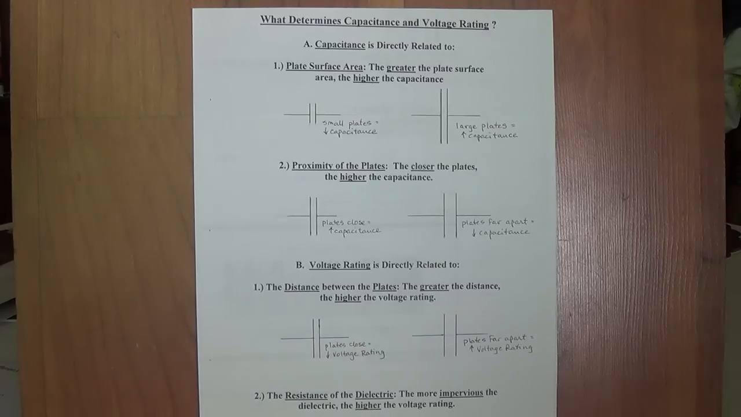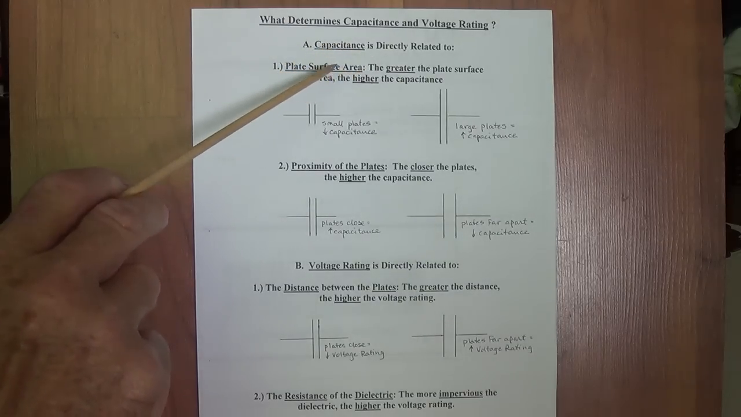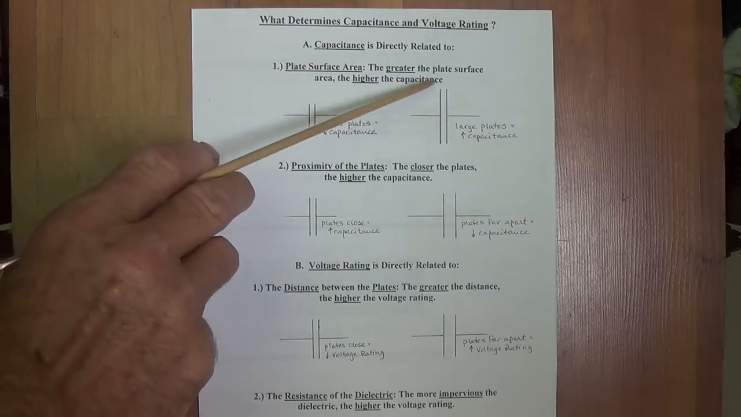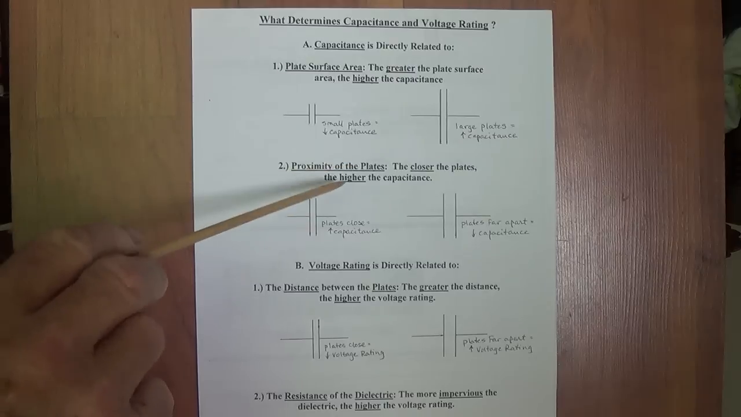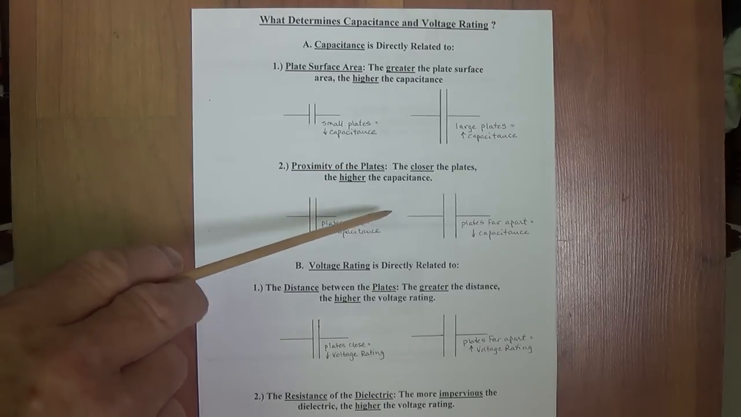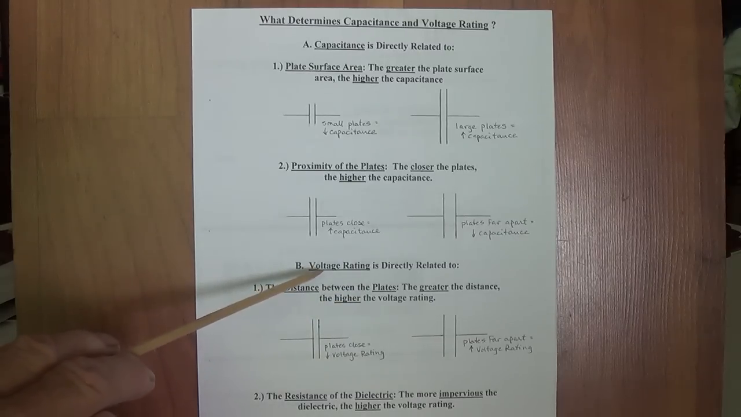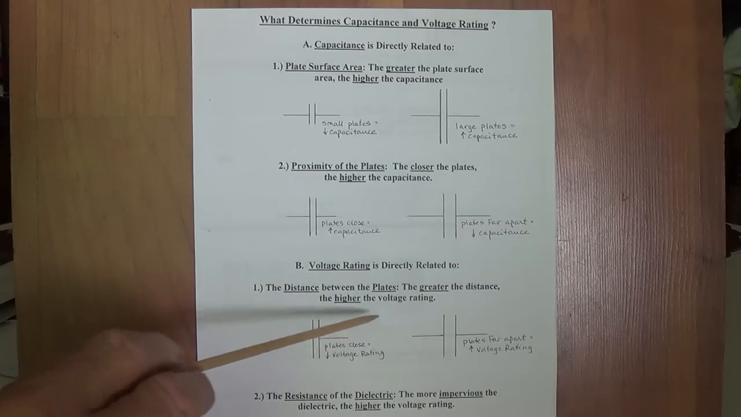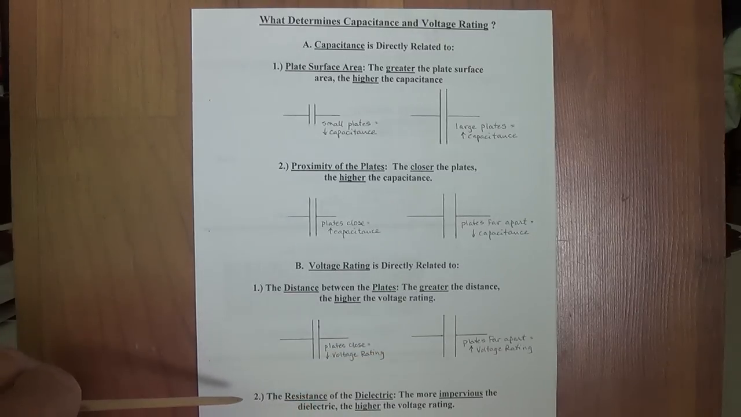Before we continue, I think it would be helpful to review briefly a couple facts from part 1 of this series, and that is capacitance is directly related to the plate surface area. In other words, the larger the plate, the greater the capacitance. Also, the closer the plates are, the greater the capacitance. On the other side of the coin, the voltage rating is directly related to the distance between the plates. The further apart they are, the greater the voltage rating, and the resistance of the dielectric.